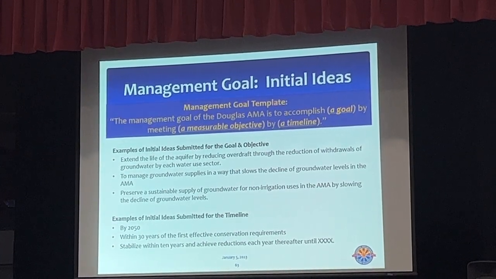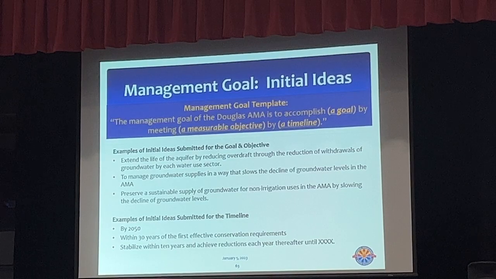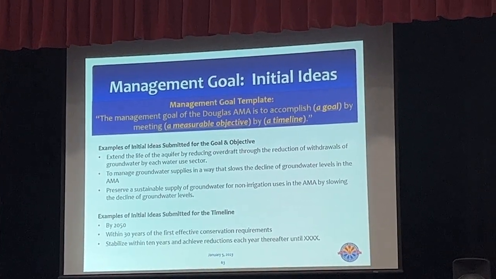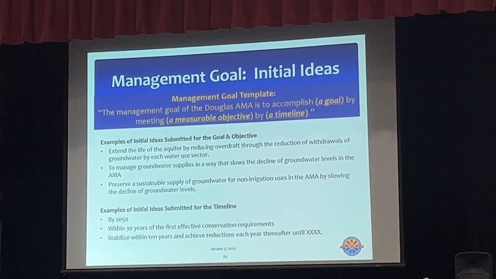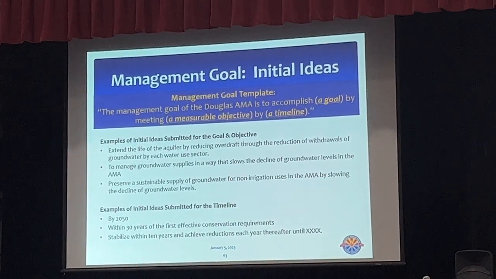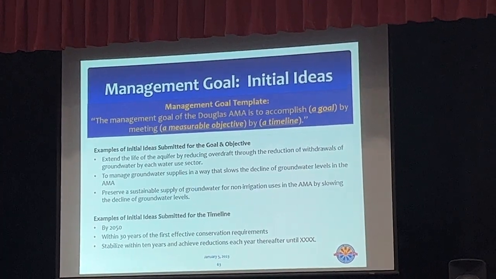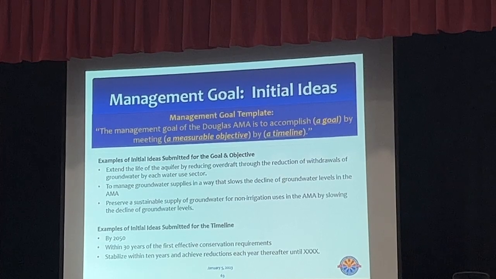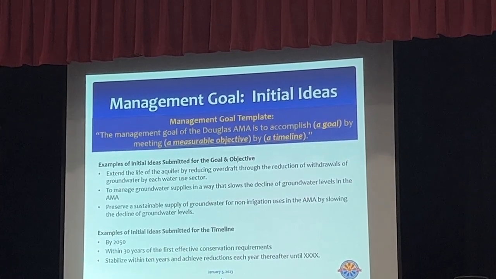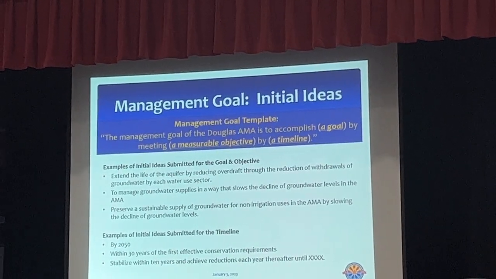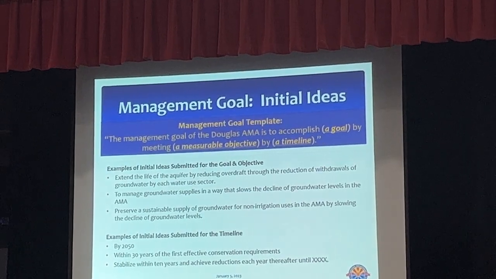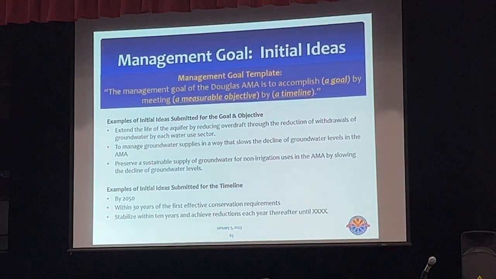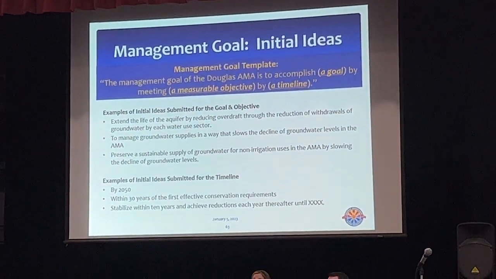Examples of timelines might be by 2050, within 30 years of the first conservation requirements, or stabilize things within 10 years and achieve reductions thereafter. These are just initial ideas that we heard. We wanted to assemble some of these initial comments that we've either heard externally or folks within our agency had. We are certainly not limited to this, but we wanted to provide a little bit of examples and framework here in order to help facilitate some of this discussion. So this is really where we wanted to focus for this meeting.